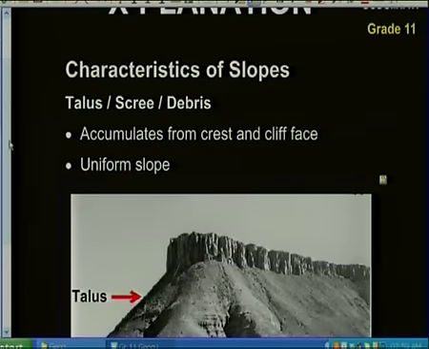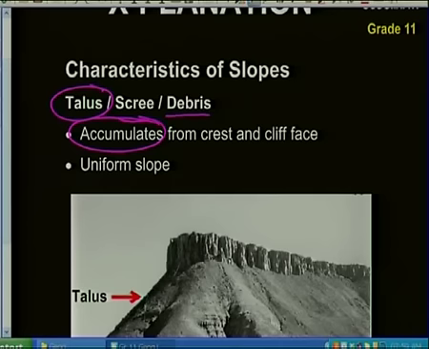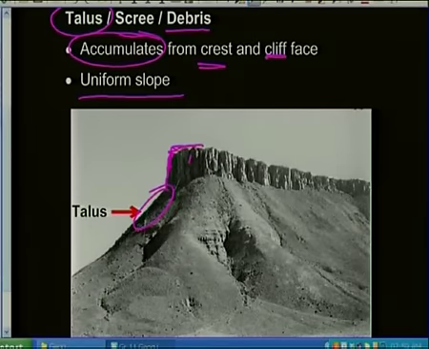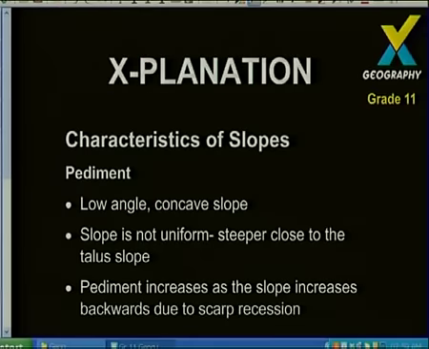The next type of slope element is your talus slope, commonly referred to as a scree or debris slope. The key element of the talus slope is as follows. It is a zone of accumulation. Therefore, it accumulates the material from the crest as well as the cliff. All the eroded material that falls from the crest to the cliff accumulates at the talus. It is a uniform slope. The angle of the talus is dependent on the nature and amount of eroded material that lands from the crest or the cliff.